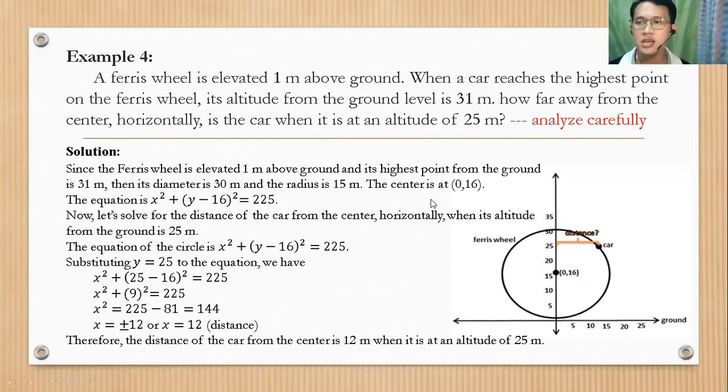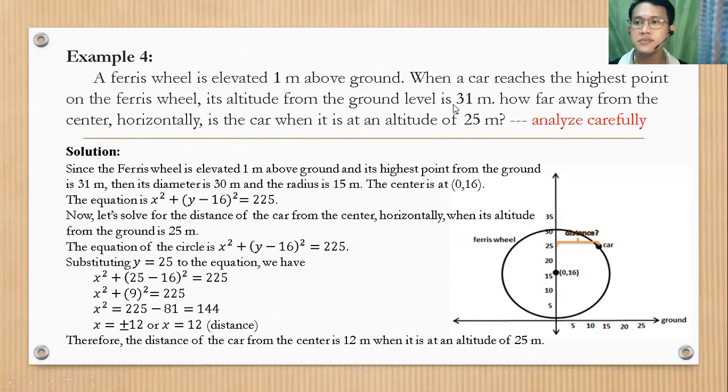If you have a question: sir, its altitude from the ground level is 31 meters, so why is the point at 30? Because we elevated the wheel 1 meter above, so we start at 1. From the ground level, which is 31, the point should be at 30, because we need to include the ground level, which is 0. So that's how it is.